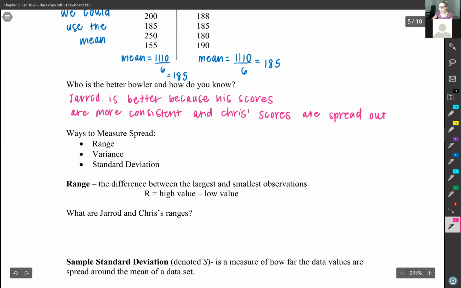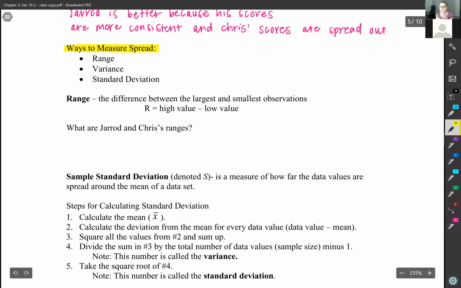So we have a few ways to measure spread that we're going to talk about. We have three ways: what's called range, variance, and standard deviation. Range is not too bad. There's not too much of a calculation here. You've probably calculated the range of data before. Range is the difference between the largest and smallest observations. So to find range, you just do the high value minus the low value.